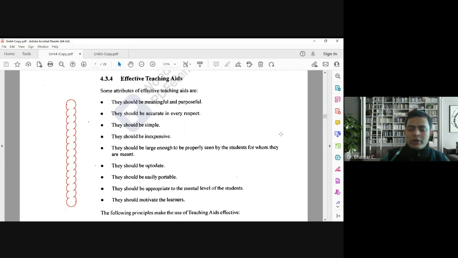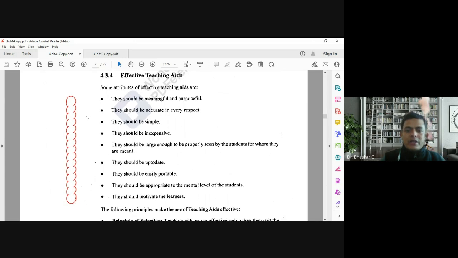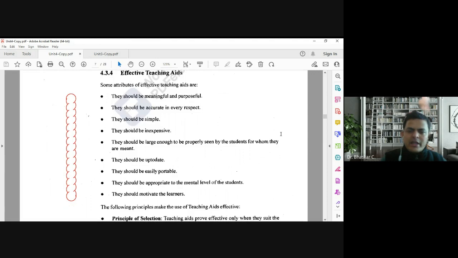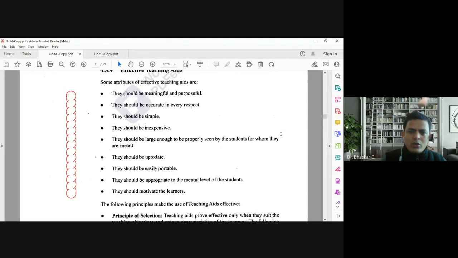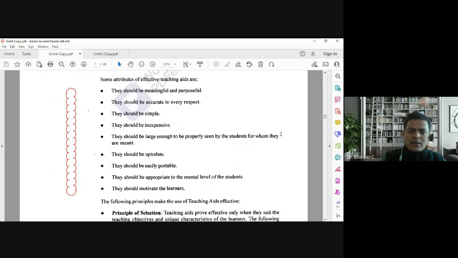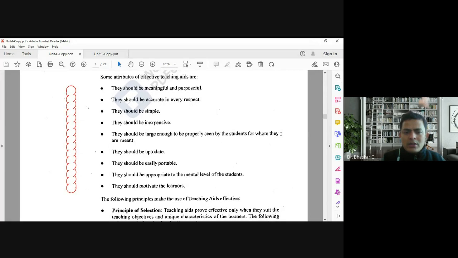Now, this is about the effective teaching aids. What are the effective teaching aids and how can you say that these teaching aids are effective? This is very simple to understand, right?